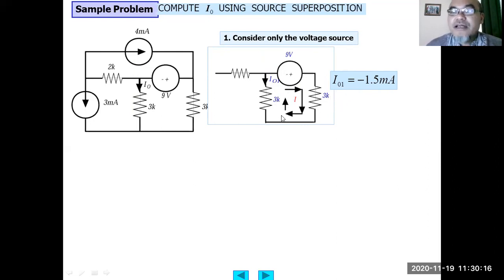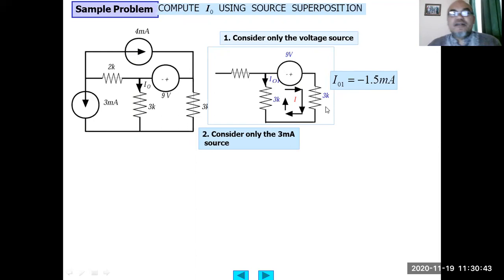But be careful of the direction, since the direction of the loop here is this direction, the 1.5 milliampere is in this direction. However, IO1 is drawn like this. It means the sign should be negative. So IO1 equals negative 1.5 milliampere.